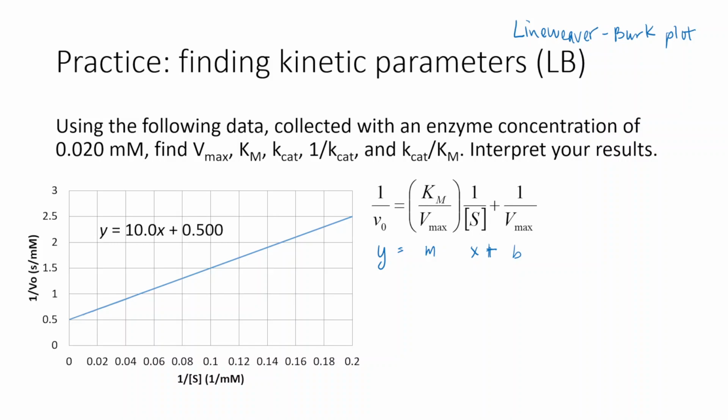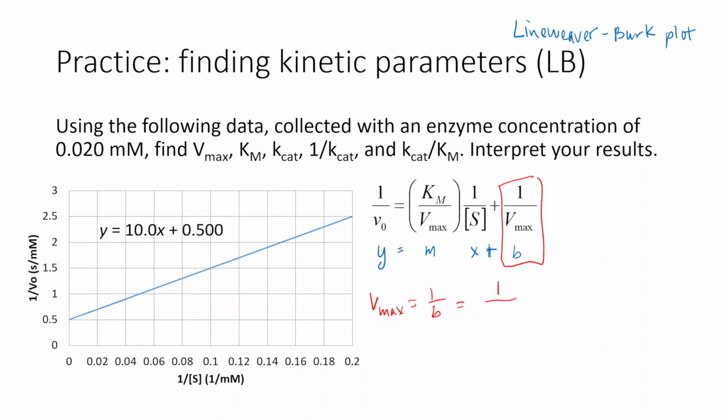All right, so let's get started with the Vmax. What information on this plot can tell you something about Vmax? Exactly. Our y-intercept, our b, is 1 over Vmax. So our Vmax would be 1 over b, just the reciprocal of the y-intercept. So what is our b in this case? The answer is 2.